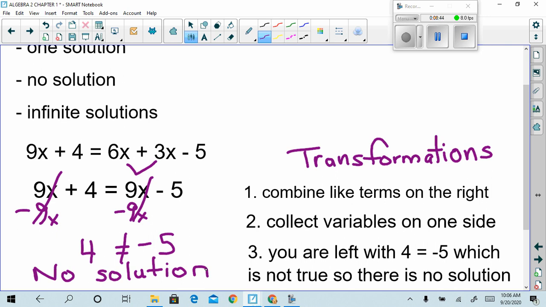Okay? Again, simplify your left, simplify your right if need be. Because there's variables on both sides, collect them to one side by an inverse operation. If they cancel out and the two numbers are not equivalent, then you have no solution.